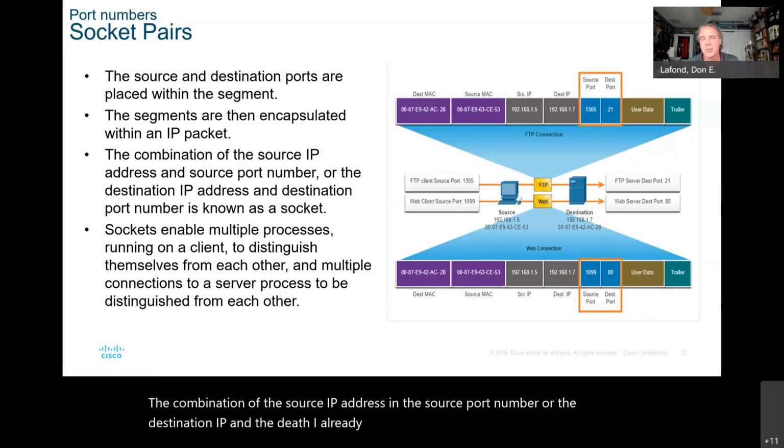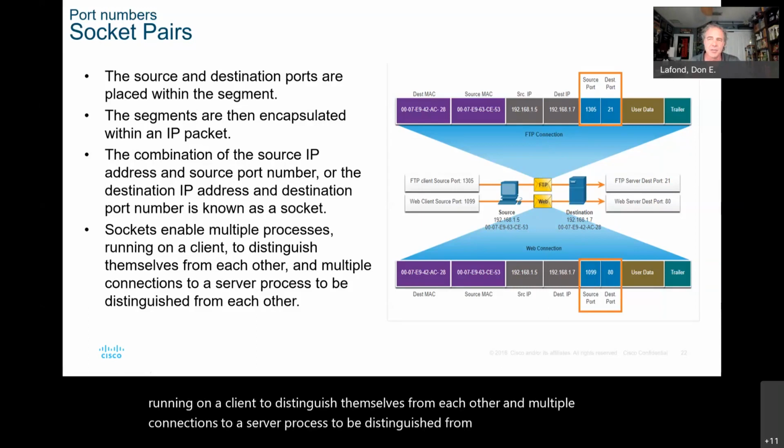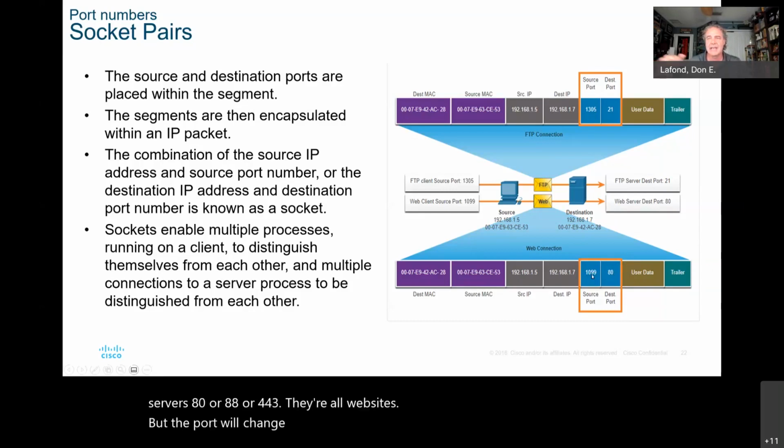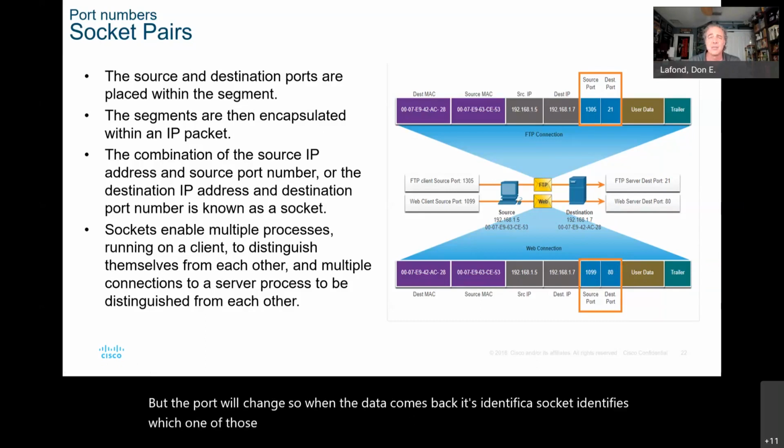Sockets enable multiple processes running on a client to distinguish themselves from each other, and multiple connections to a server process to be distinguished from each other. Again, multiple websites is the perfect example. They're all going to web servers on port 80 or 8080 or 443. They're all websites, but the source port will change. So when the data comes back, the socket identifies which one of those tabs, which web page, the data is destined for.